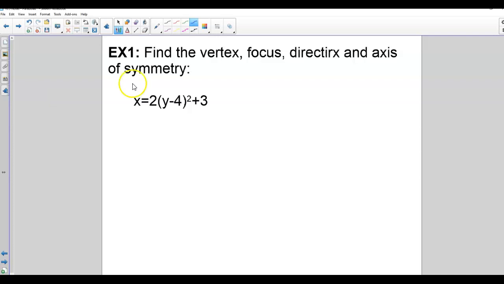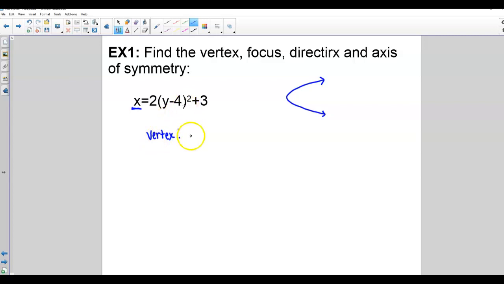So for this particular parabola, notice that we have this x equals here. And x equals means that we're dealing with a parabola that opens to the right or to the left. You don't have to graph these, but I do suggest that you sketch a simple graph. So here we have a positive 2, which tells me that this parabola is going to open to the right. Now, let's start by finding our vertex.